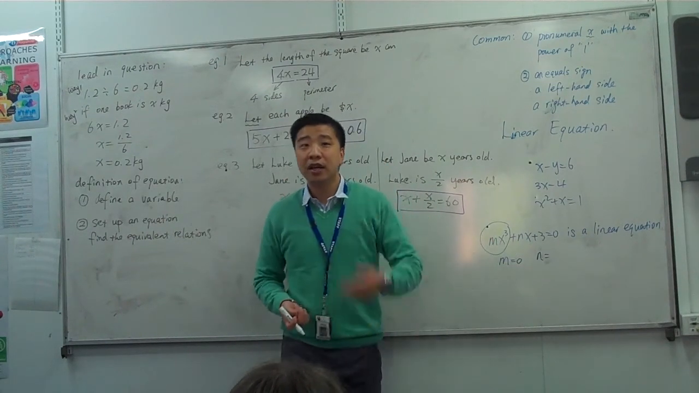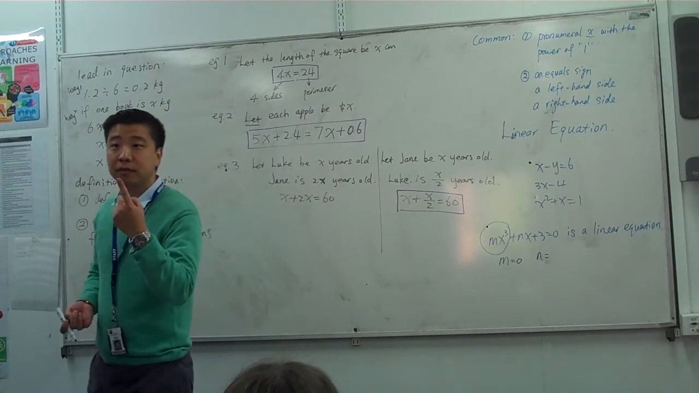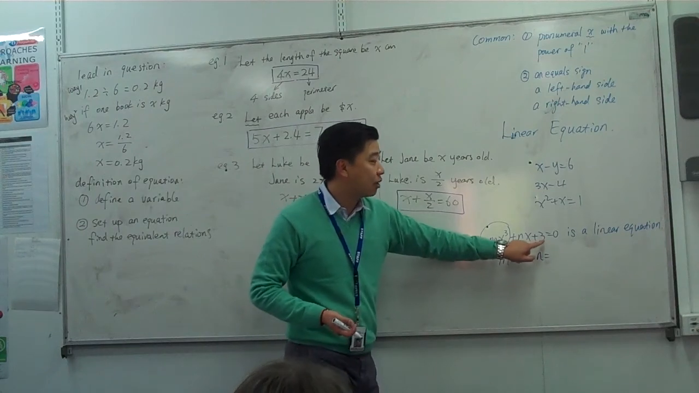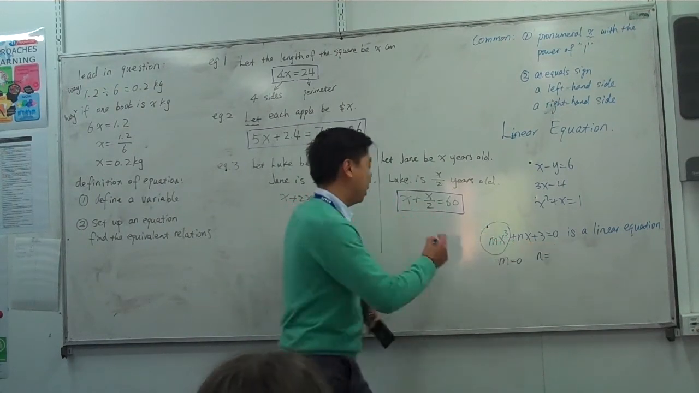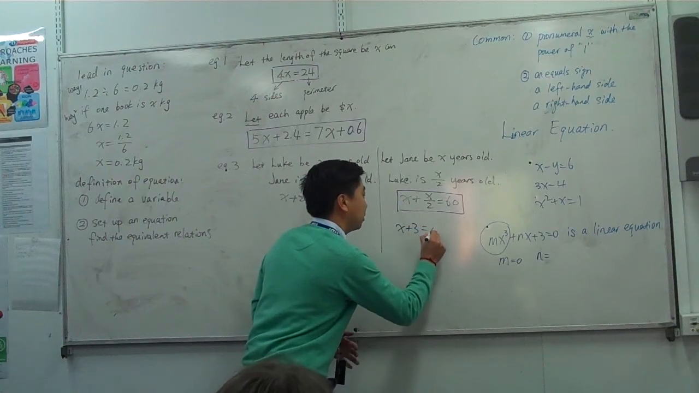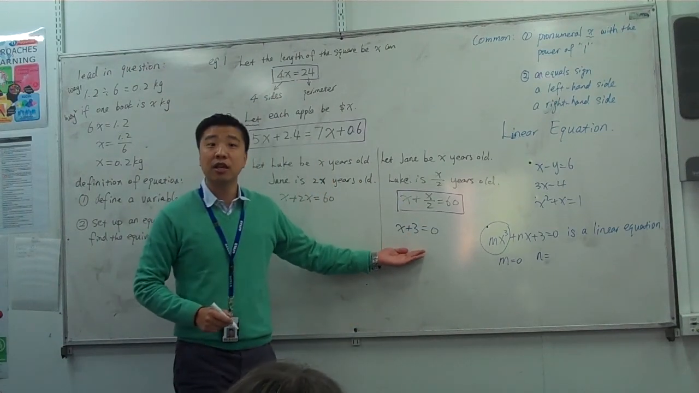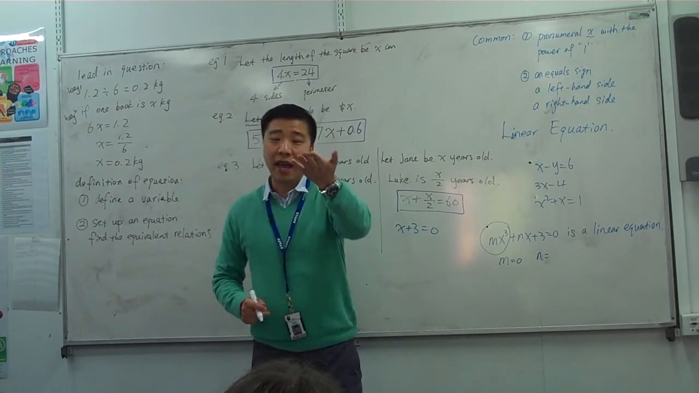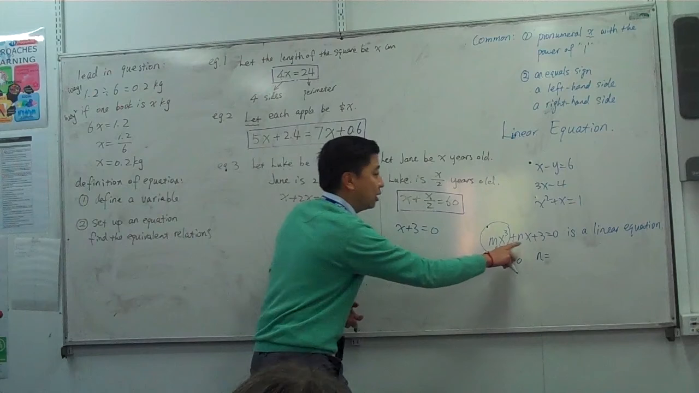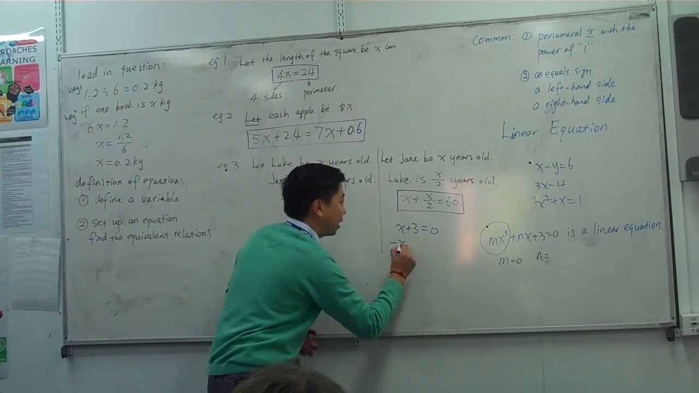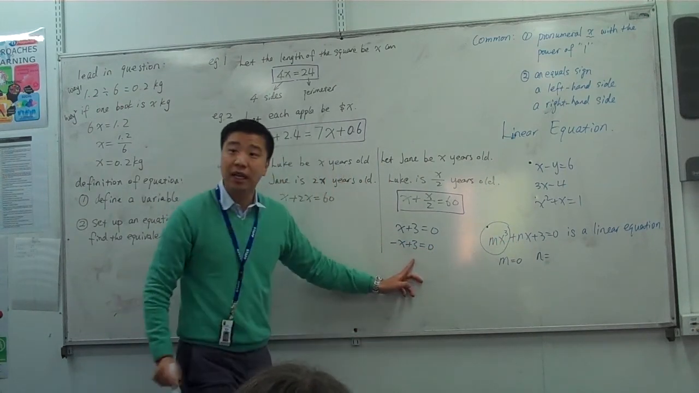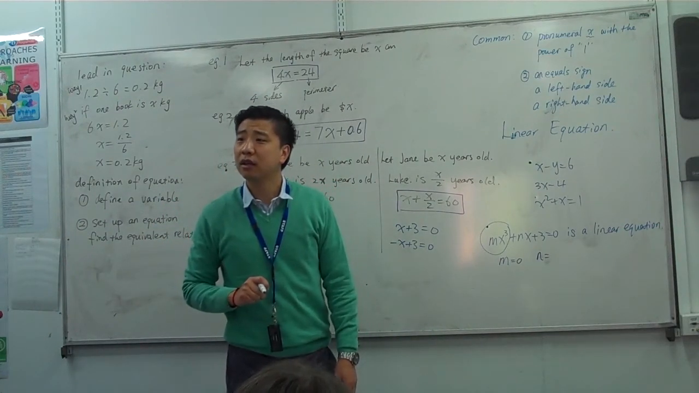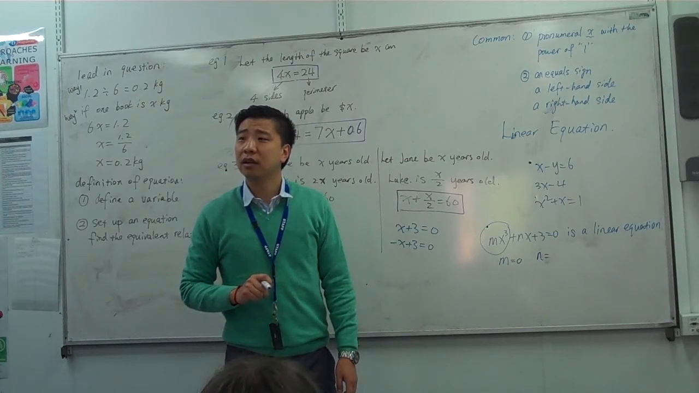So, n could be 1. Can n be anything else? If n equals 1, the equation will be x plus 3 equals 0. Is that correct? Can you solve this equation? Yes, good. Can n be anything else? -1. Can n be -1? So if n is -1, that will be -x plus 3 equals 0. Is this one linear equation? Yes, good.